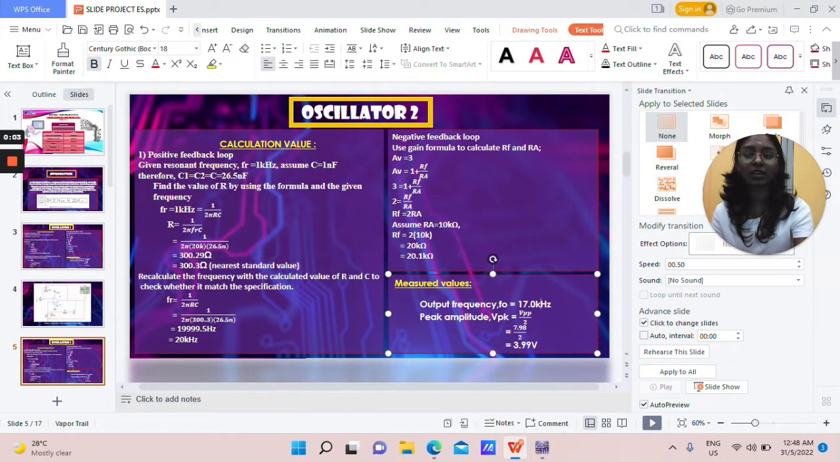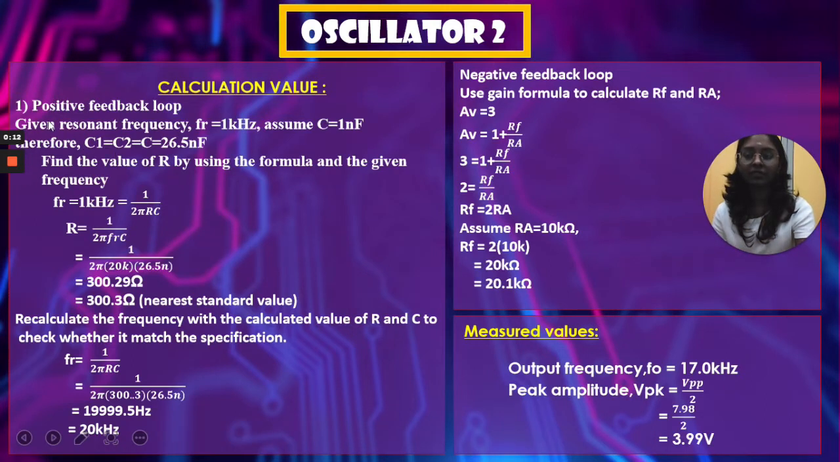My name is Suhashini. Today I'm going to present about oscillator 2. There are two feedback loops. One is negative and one is positive. Okay, first the positive feedback loop. Given resonant frequency Fr equals 1 kHz, assume C equals 1 nanofarad. Therefore, C1 equals C2 equals C equals 26.5 nanofarad. Then find the value of R by using the formula and the given frequency. Fr equals 1 kHz equals 1 over 2 pi RC.